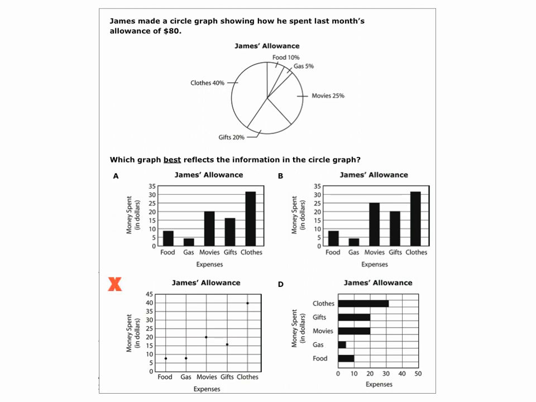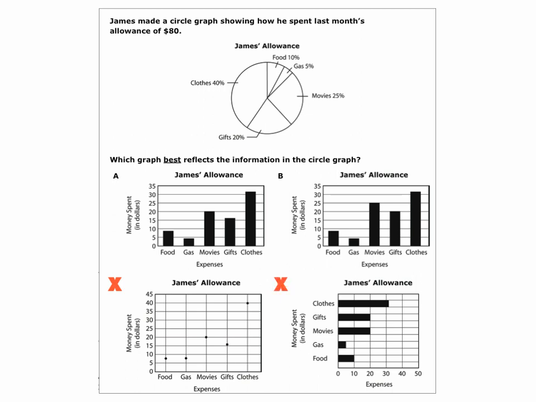And then if you look closely at D, notice it says expenses on the bottom, and then we have 0, 10, 20, 30, 40, 50. And then it says money spent in dollars for my vertical axis, or the y-axis, and it says clothes, gifts, movies, gas, and food. Well, money spent isn't clothes. So D is out because the axes are labeled all sorts of crazy.